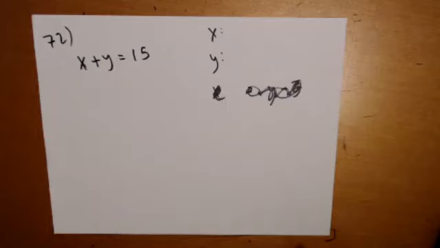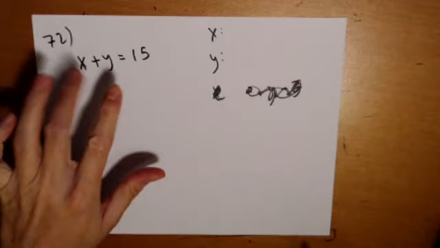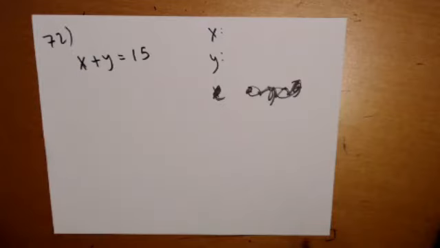Folks, on to section 4.2, problem number 72. It says the sum of two numbers is 15. One number is 3 less than the other. Find the numbers. Okay, so we're not going to use just one variable; they want us to use x and y and solve for them, using two variables.